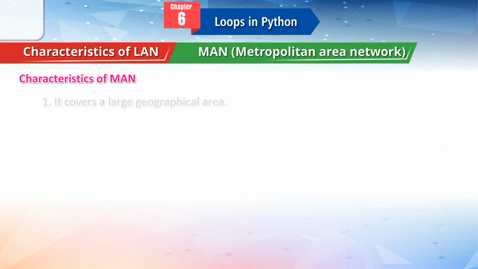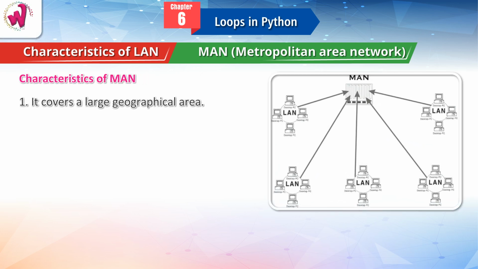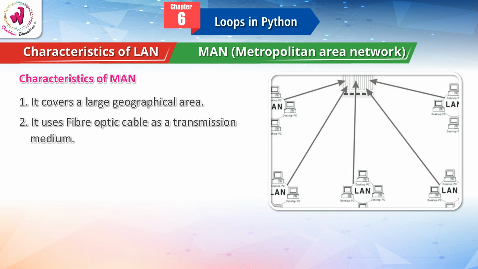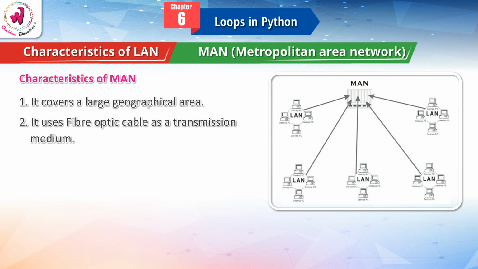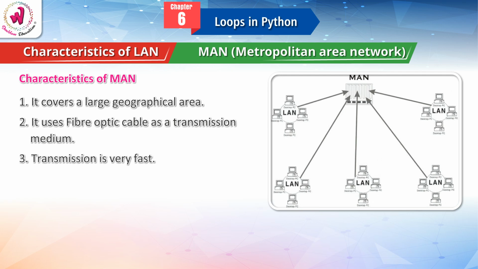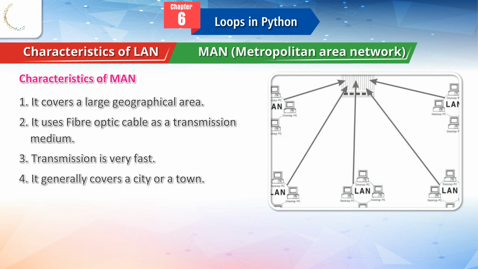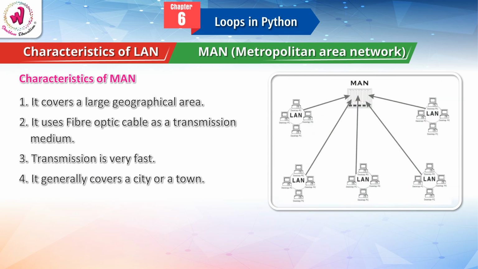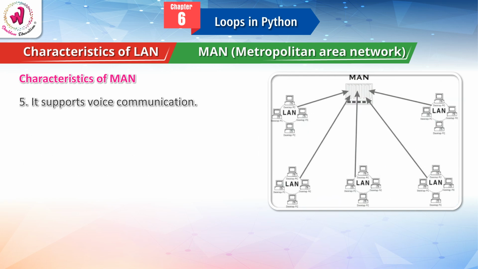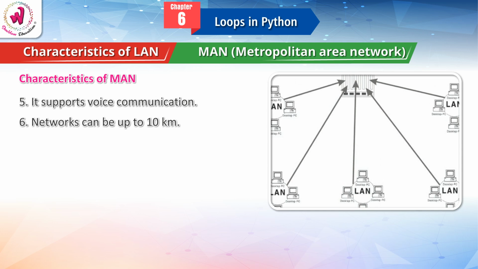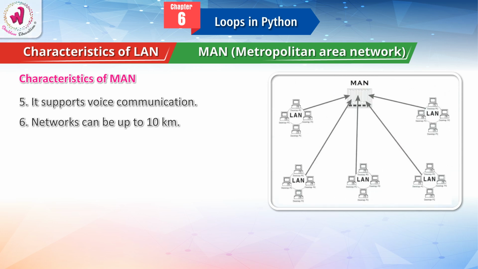Characteristics of MAN. 1. It covers a large geographical area. 2. It uses fiber optic cable as a transmission medium. 3. Transmission is very fast. 4. It generally covers a city or a town. 5. It supports voice communication. 6. Network can be up to 10 kilometers.